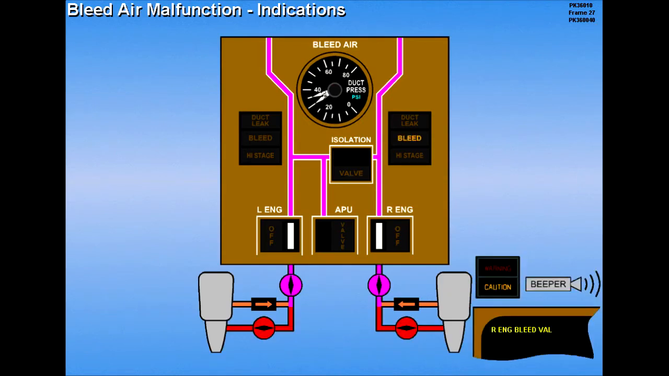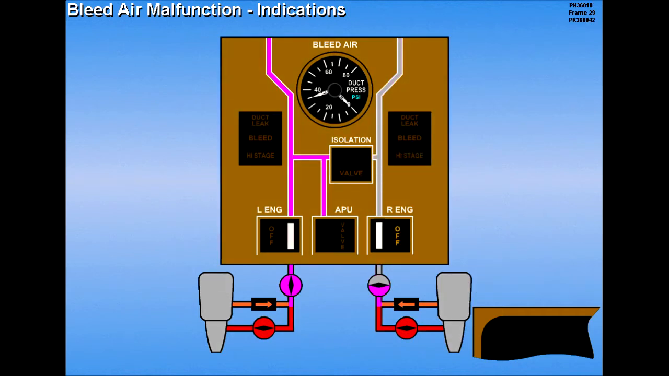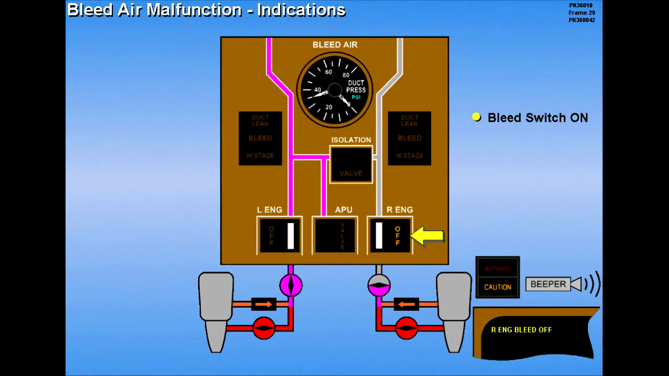The bleed light and associated caution alert indicates a malfunction exists within the associated bleed air system. The high stage light and associated caution alert also indicates a bleed air malfunction. In addition, illumination of the engine bleed off light with the bleed switch on and the engine running indicates the associated bleed valve has closed due to a malfunction.